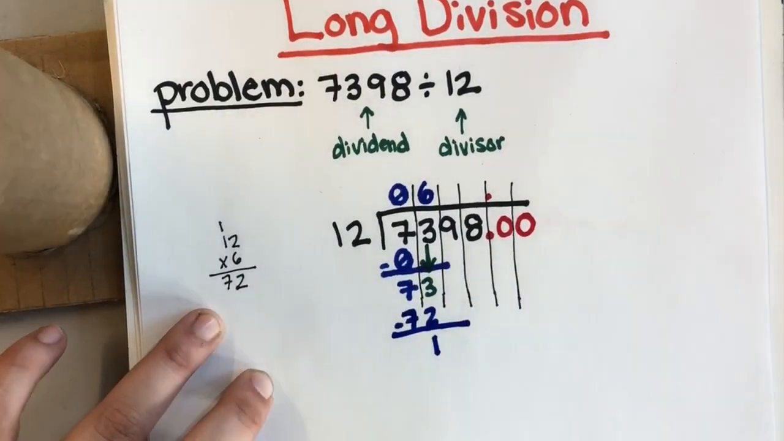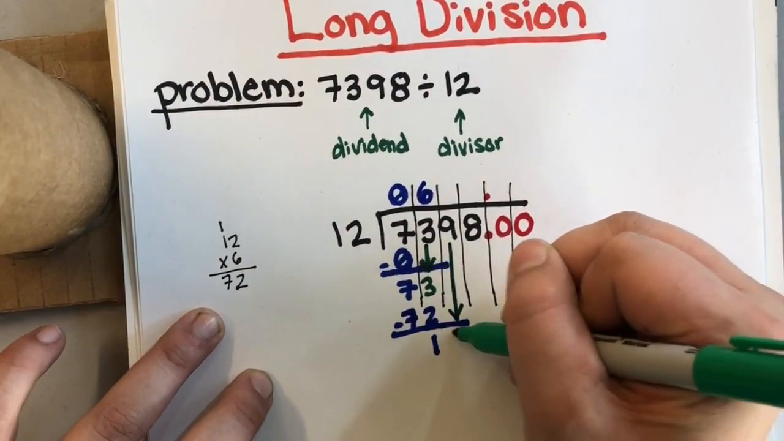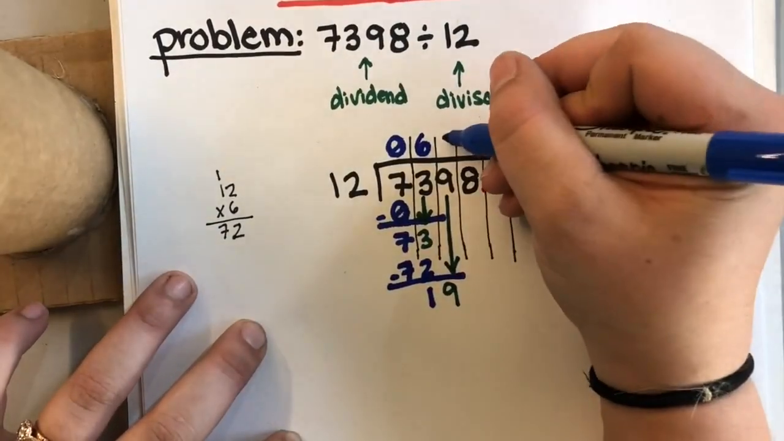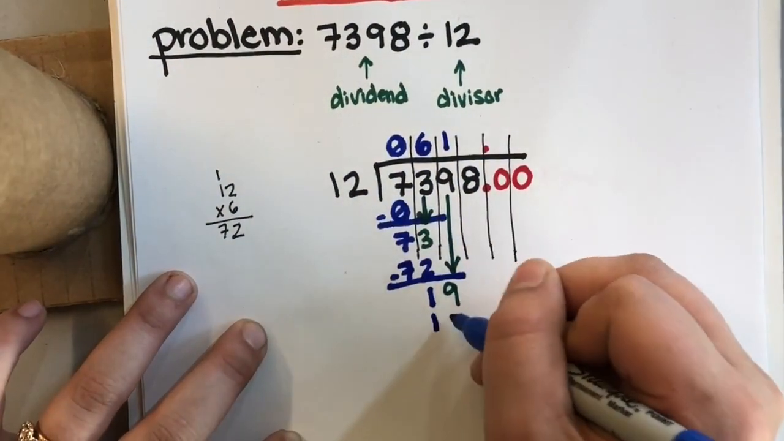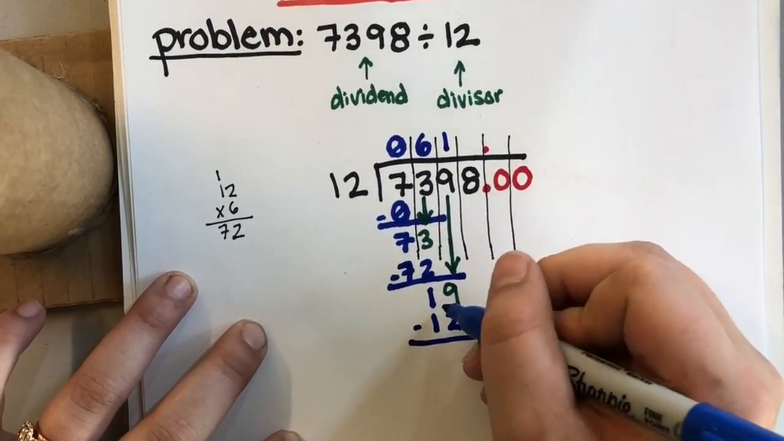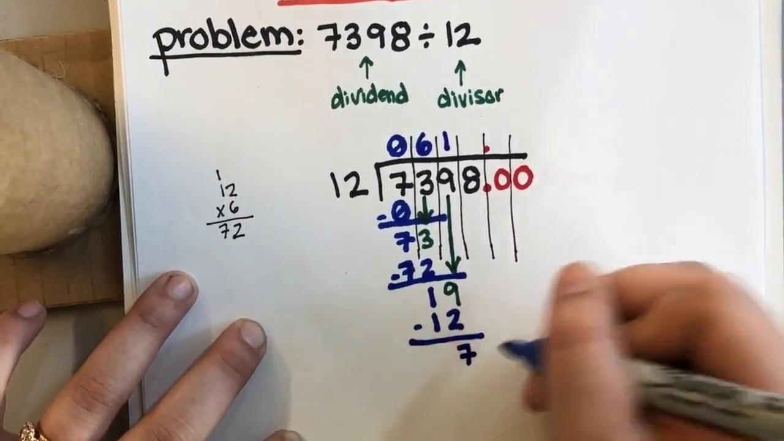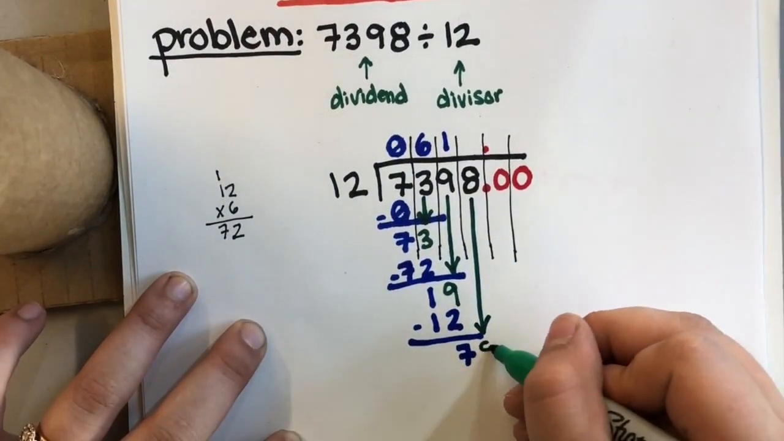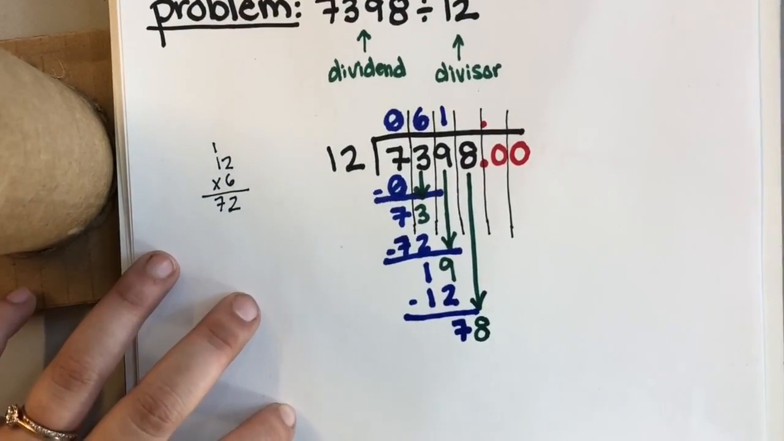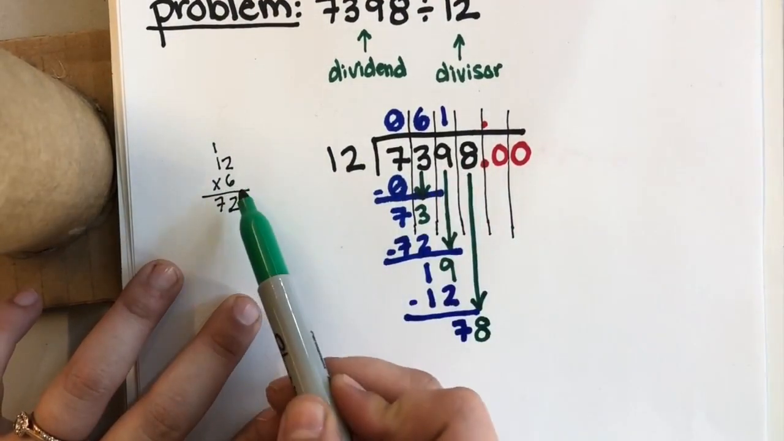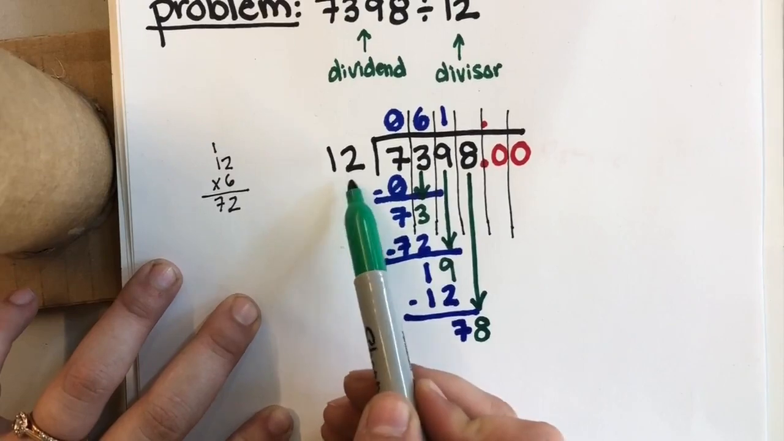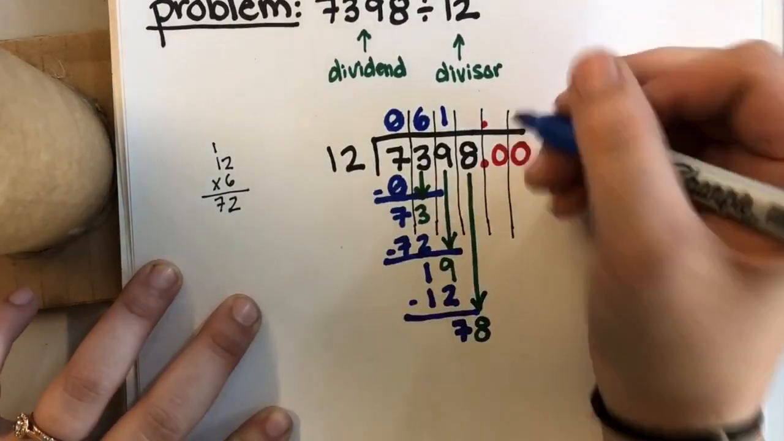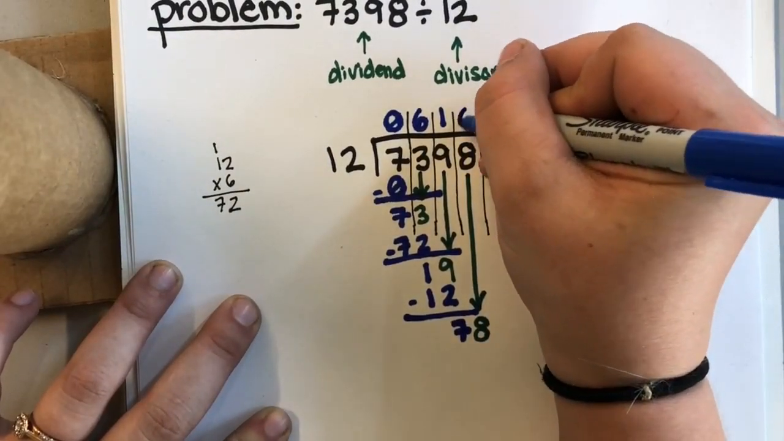I'm going to bring down my next digit. And 12 goes into 19 only once. 12 times 1 is 12, and 19 minus 12 is 7. Bringing down that next digit, 78. I already know from earlier that 12 times 6 is 72. I don't think I can fit any more 12s between 72 and 78. So 12 goes into 78 6 times.